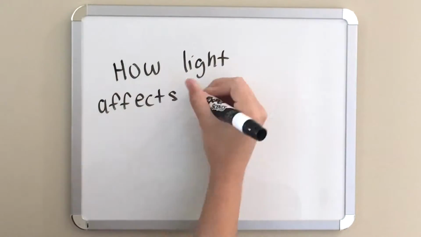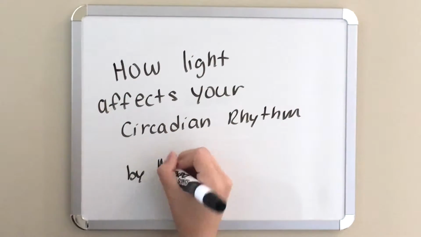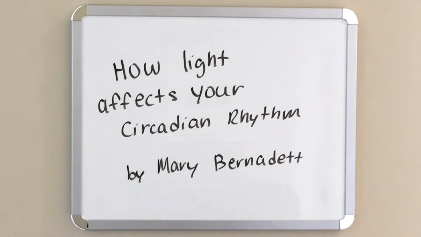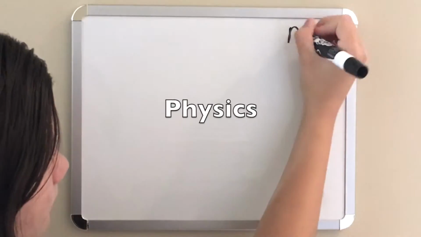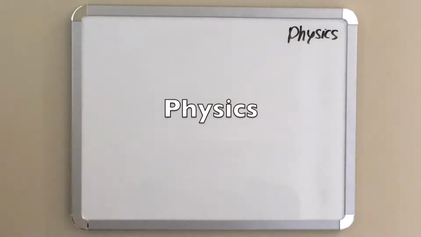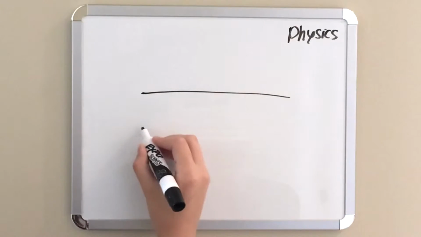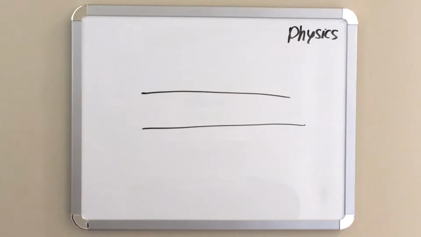I will be talking about how light affects your circadian rhythm. First, I'll give some background information. Light is emitted in waves. The visible light spectrum, which includes light we can detect as colors, is part of the electromagnetic spectrum.